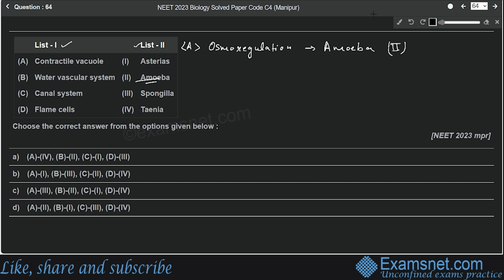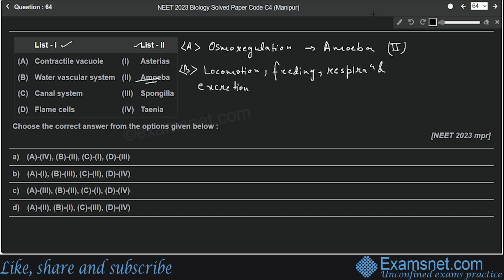Right. Now let's come to the second one. Water vascular system. The water vascular system is the characteristic of echinoderms, right? It helps in locomotion, feeding, respiration, and excretion.